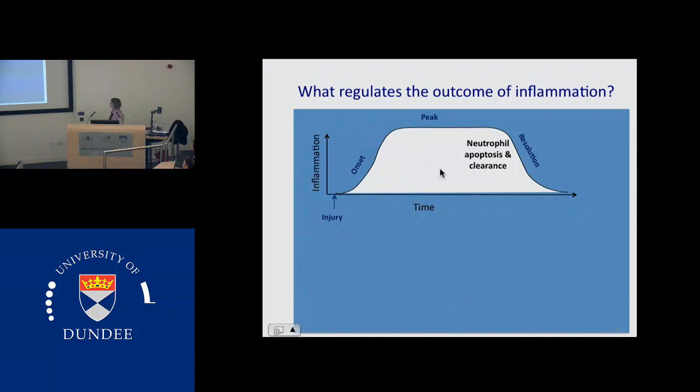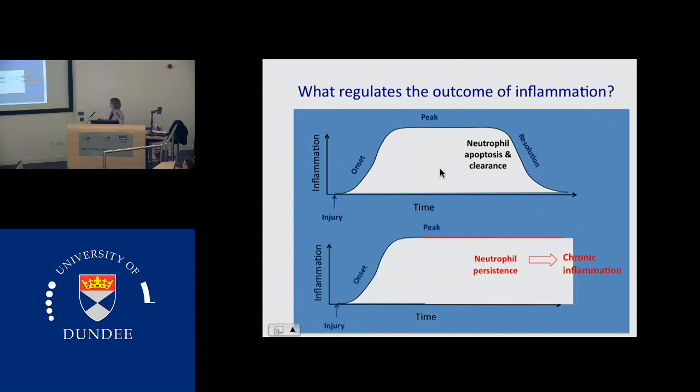And so we began to wonder, at the time when I undertook my PhD, if we thought of inflammation as having an onset, a peak, and then a resolution phase, that actually maybe the way in which neutrophil apoptosis is regulated is crucial to that resolution phase of inflammation. And taking it a bit further, you can speculate that if neutrophil apoptosis fails or is not engaged at the appropriate time, then that could be a substrate for persistence of neutrophils and for a chronic inflammatory response. So that was our thinking.